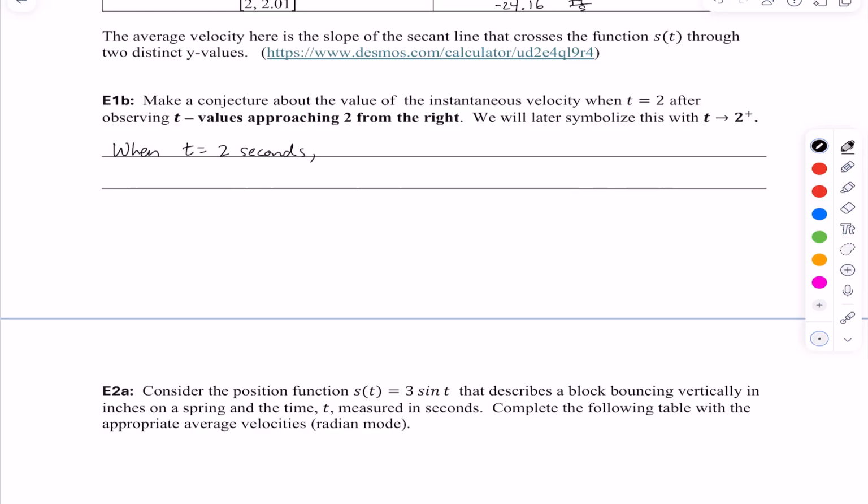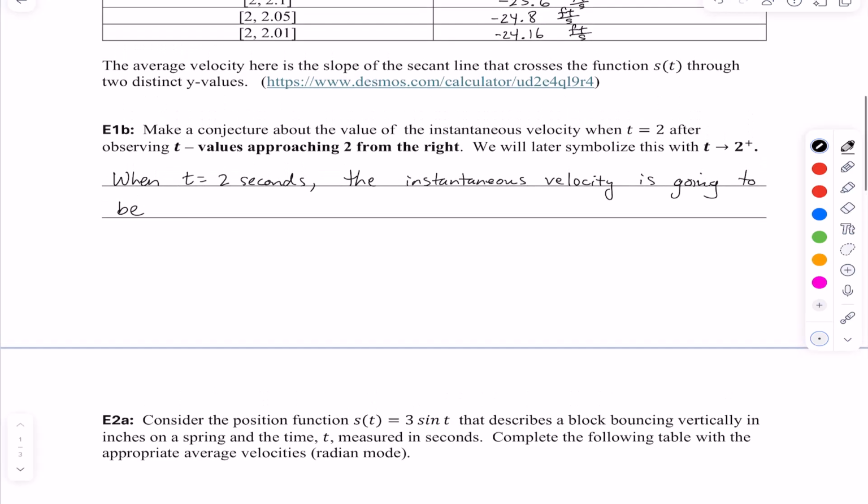This prediction is actually going to be called the instantaneous velocity. So when t equals 2 seconds, or at the moment of 2 seconds, the instantaneous velocity is going to be, now I really don't know. I'm just going to take an educated guess just by the numerical values there. I'm going to guess negative 24 feet per second. So at the moment of t equals 2 seconds, I'm going to guess the instantaneous velocity.